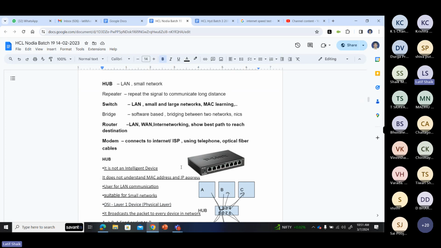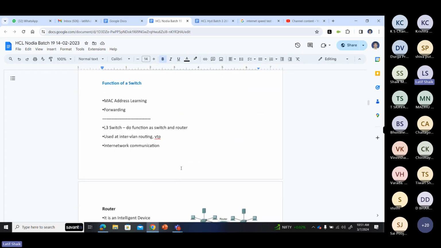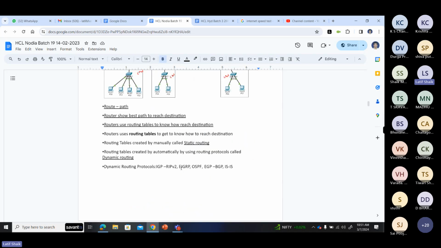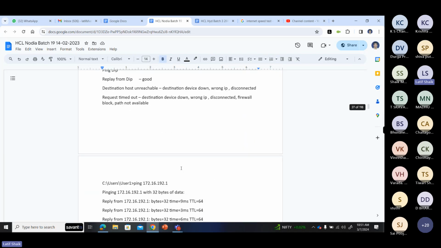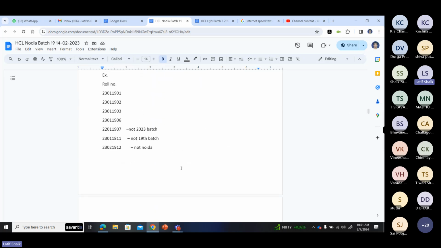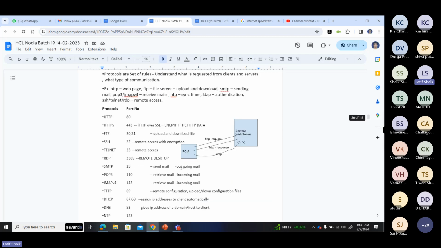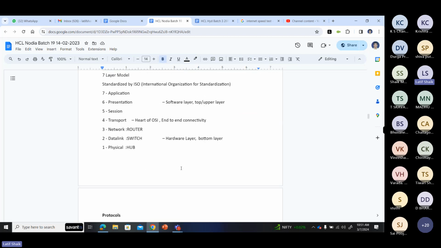What is the purpose of these devices? Where do we use these particular devices? Next is individual device information. And what about the IP address? What is IPv4? What is IPv6? What is a public IP address? What is a private IP address?